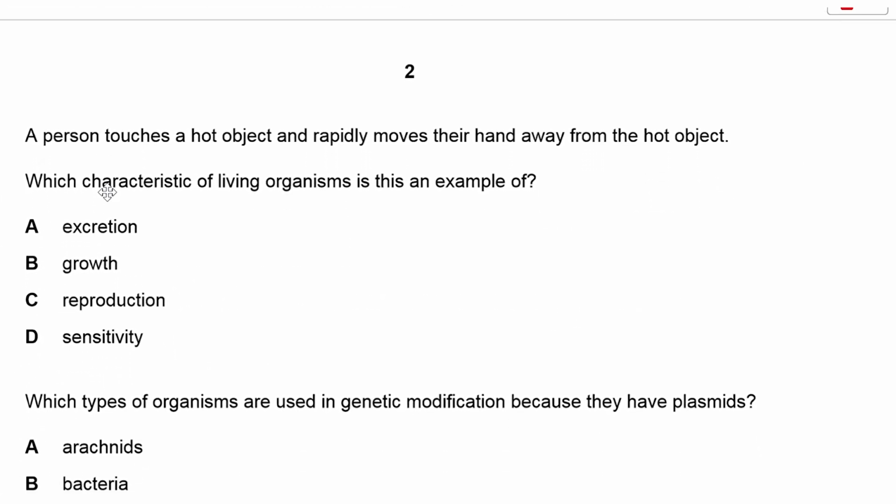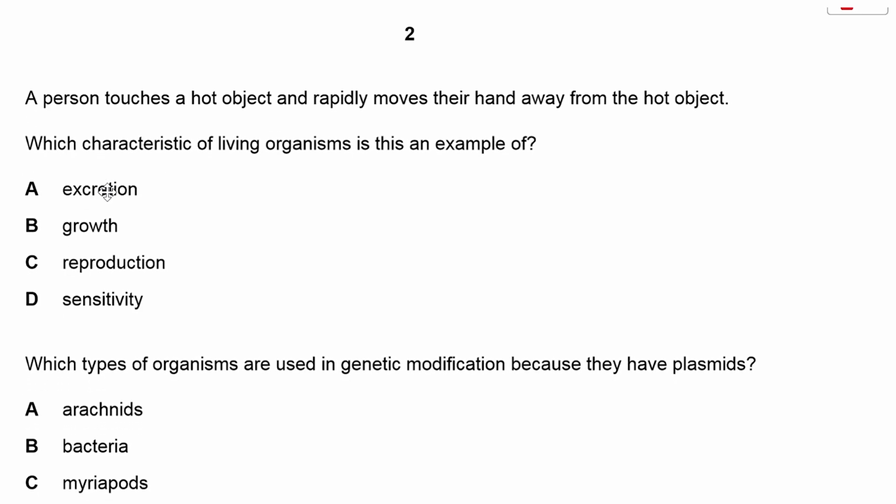Number 1 says a person touches a hot object and rapidly moves their hand away from the hot object. Which characteristic of living things is this an example of? We have excretion. Now excretion is about removal of metabolic waste. Growth is about increasing in size. Reproduction is about giving birth to individuals of the same kind. So if we are touching something and then we are rapidly moving our hand away, then this has to be sensitivity. So here we'll take sensitivity.